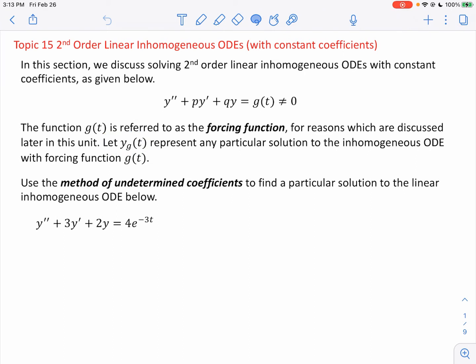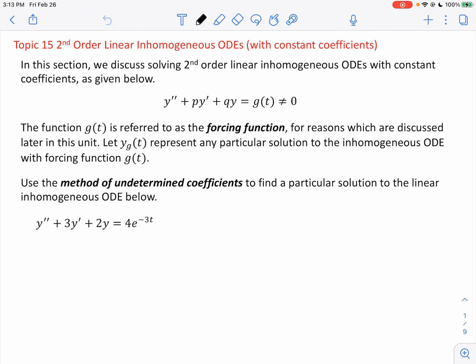Now we're going to use a method called the method of undetermined coefficients. I'll explain a little bit more what that is exactly. I'll demonstrate it here, but then we'll talk more in detail about it, to find a particular solution to the linear inhomogeneous ODE below. So here's our linear second order differential equation with constant coefficients, and the fact that we have a non-zero function on this side makes it inhomogeneous or non-homogeneous.